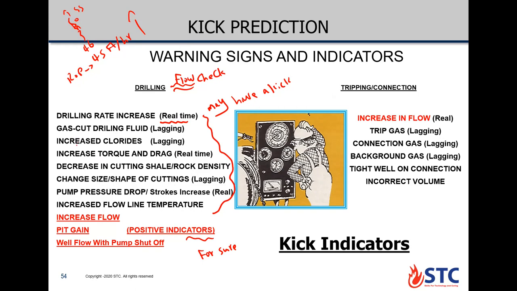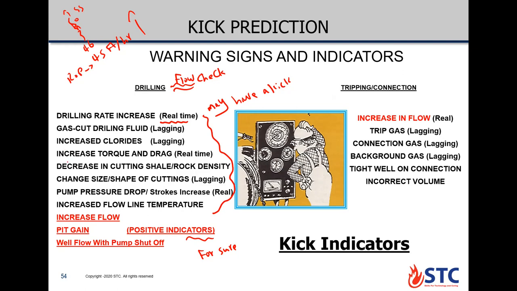Second one, gas cut drilling fluid is a lagging indicator. If there is a sudden jump in the percent of the gas, for example, we have a normal percent of the drilled formation gas, let's say 8%, then you find 9% or 10% due to a small percent of gas just entering the well. A mud logger can relate to this point. We also need to make a flow check. If no flow, we can resume operation, but it's okay to make a bottoms up. If there is a flow, you need to shut in the well immediately without any delay.